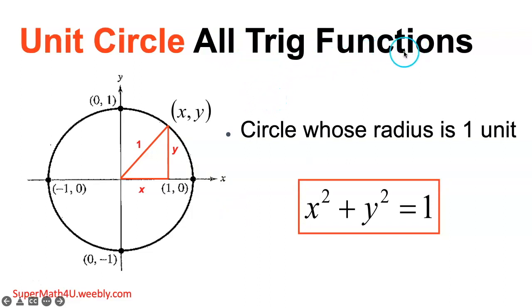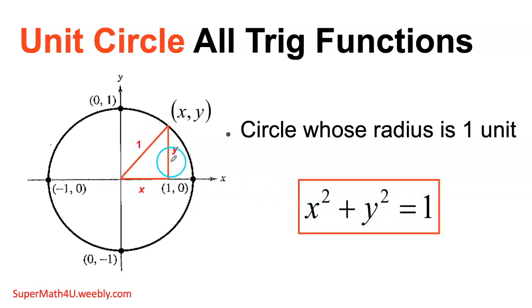Today we're doing the unit circle. We're finding all the trigonometric functions: sine, cosine, tangent, secant, cosecant, and cotangent. And here we have the unit circle, finally. Why is it called the unit circle? Because the radius is equal to 1. This is the formula for the circle, x squared plus y squared equals 1. It comes from the Pythagorean theorem.